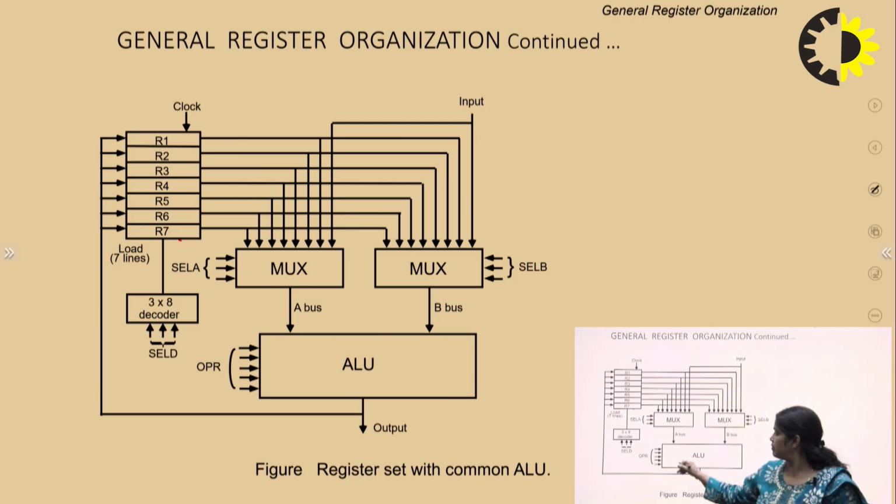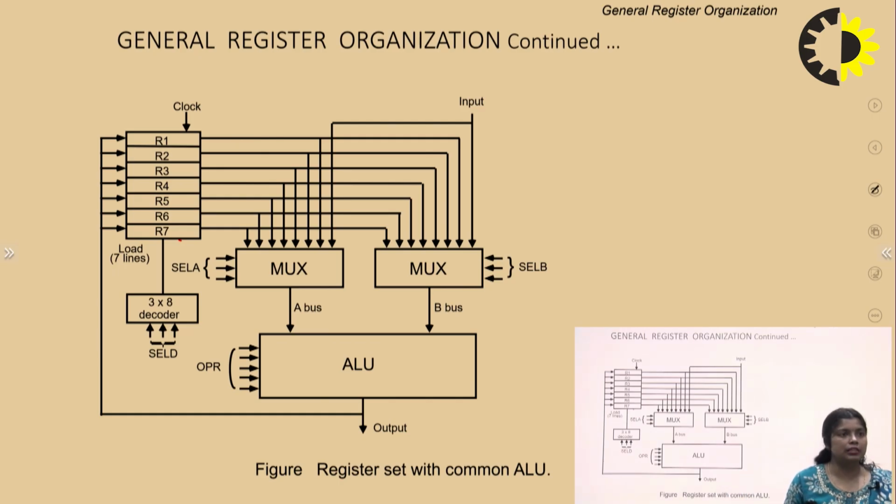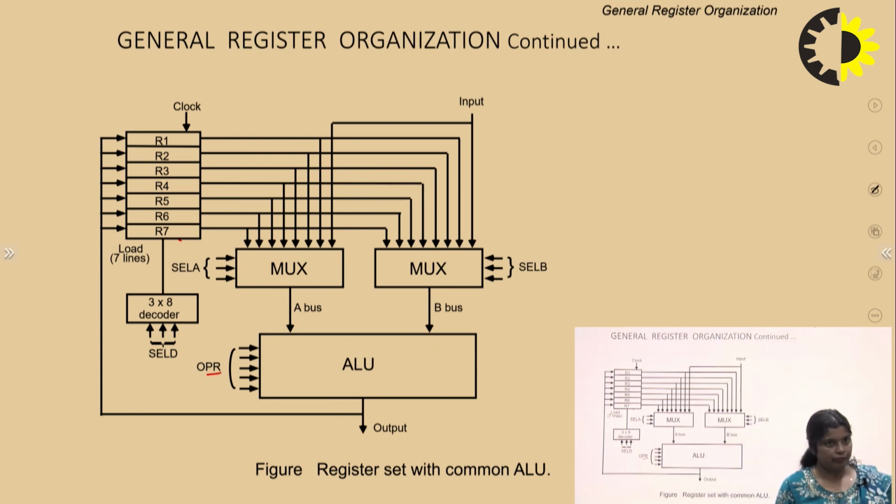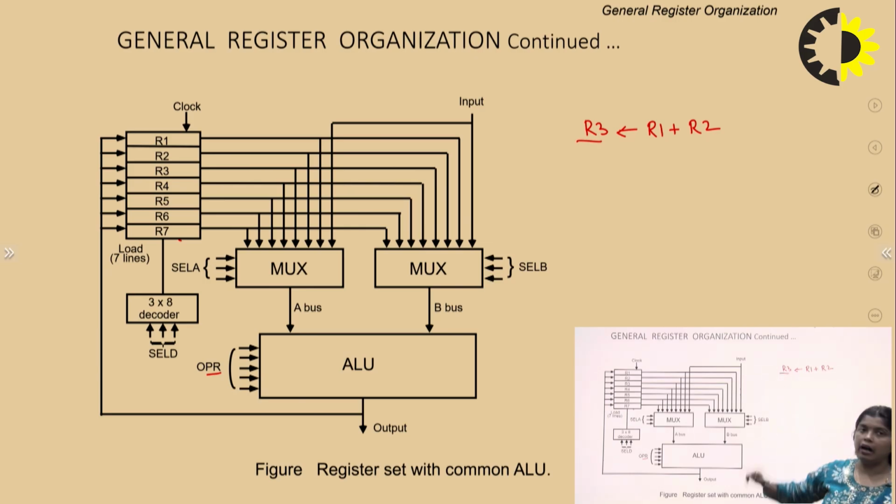Next is the ALU, or arithmetic logical unit. In the arithmetic logical unit, there is an OPR, the operation code. In a simple example, if I take R3 ← R1 + R2, the content of R1 and the content of R2 are going to be added, and the result will be stored in R3.